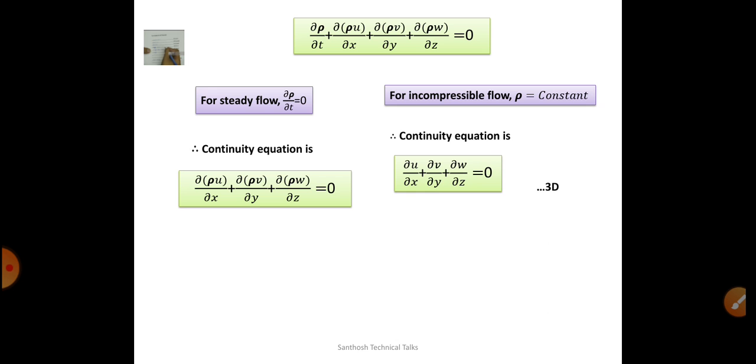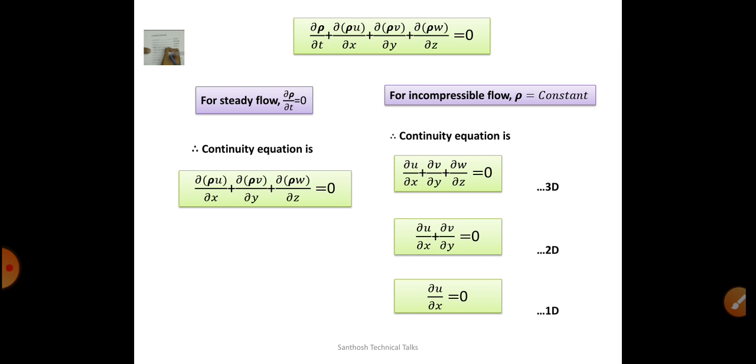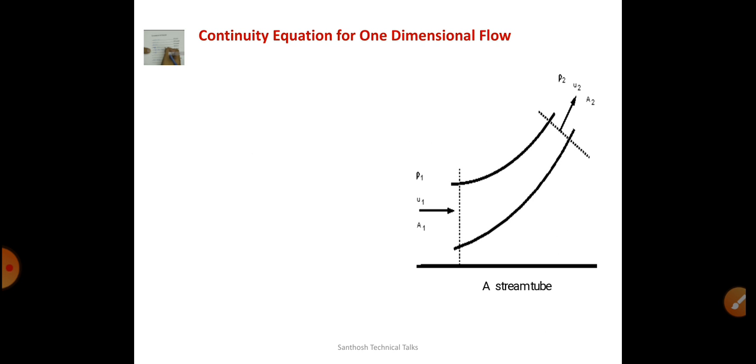Therefore, our continuity equation becomes ∂u/∂x + ∂v/∂y + ∂w/∂z = 0. It is for three-dimensional flow. If we consider two-dimensional flow, one of the components can be eliminated and the other two components can be used. For one dimension, it is ∂u/∂x = 0. So with this equation, we are finding the continuity equation. The continuity equation, it says, is for one dimension.